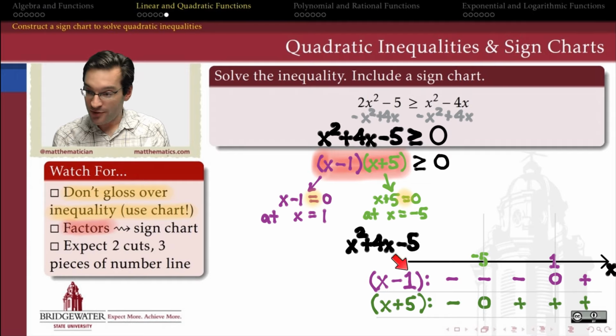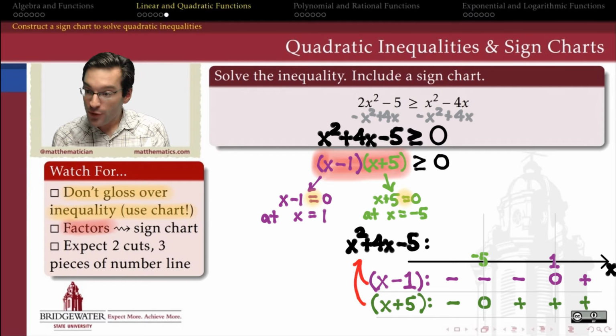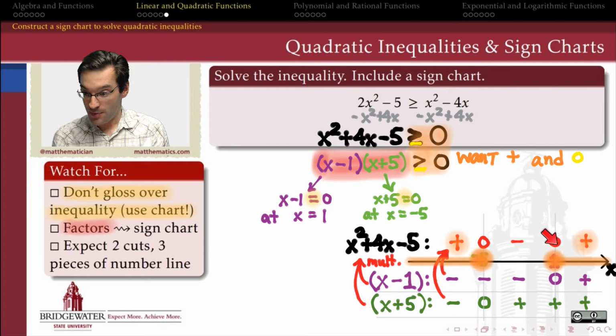Similarly for x plus 5, at negative 5, that expression is 0, but to the left it's negative, and to the right it's positive. So when I multiply those two expressions together to give me the expression I care about, I can find the sign of their product. Negative times negative is positive. Negative times positive is negative, and positive times positive is positive. I'm looking in my inequality for where my expression is positive or 0. And so I care about this part of the number line, that part of the number line, as well as the places where the expression itself was 0.